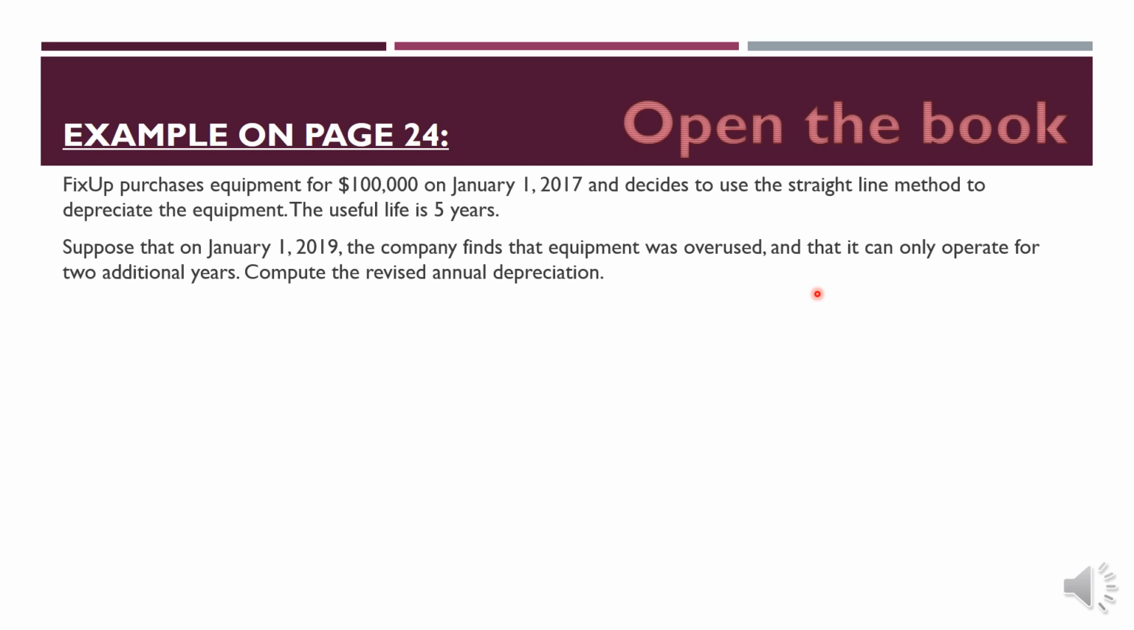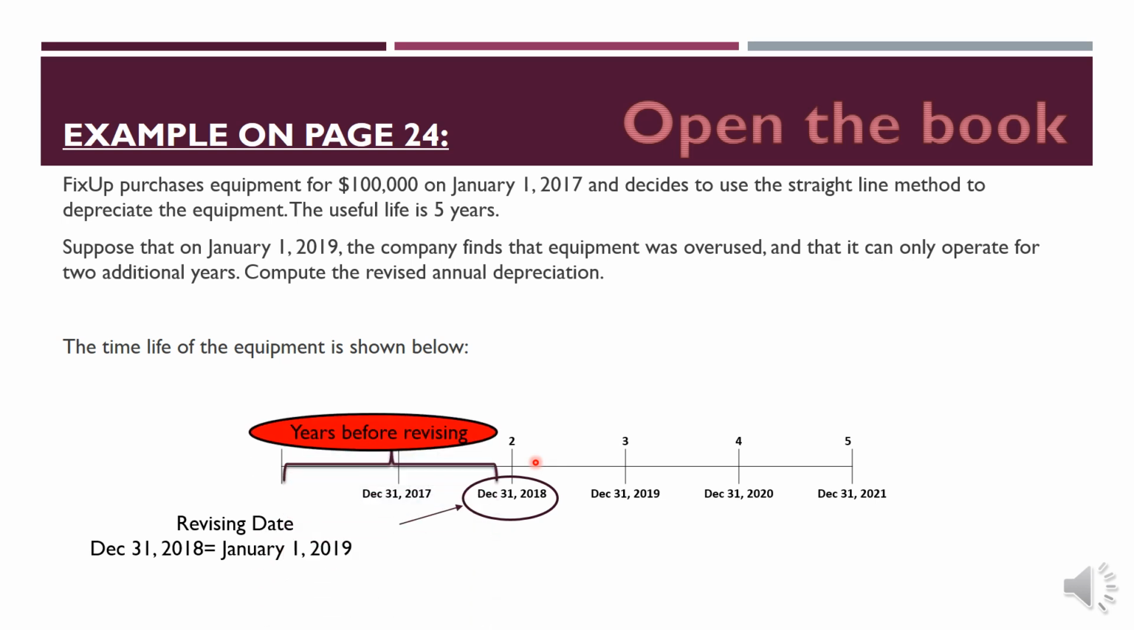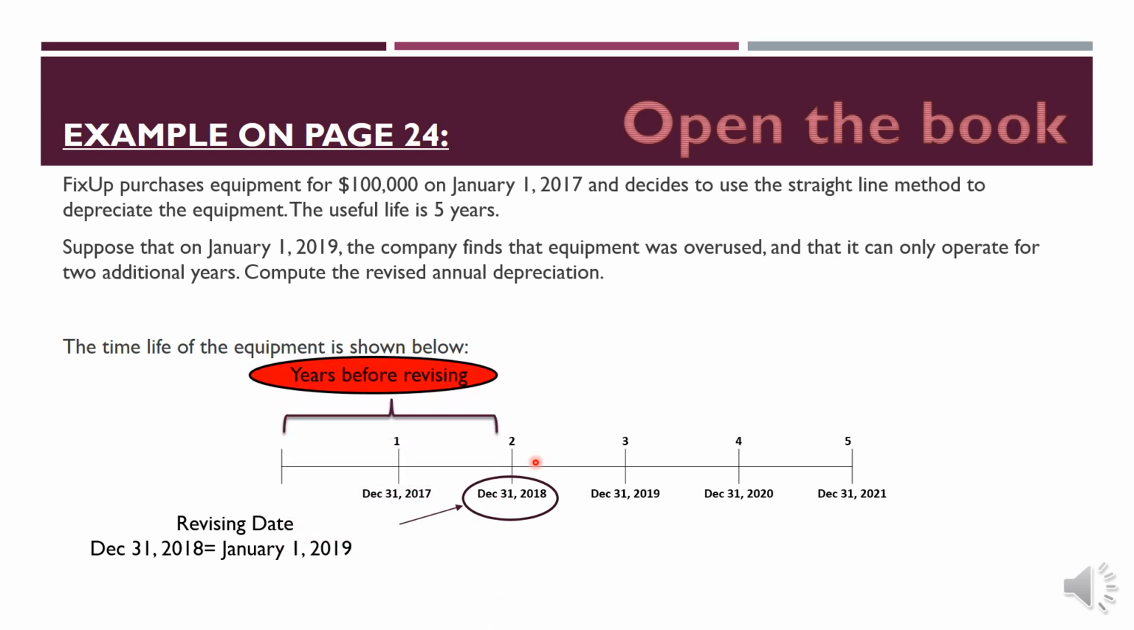Before computing the revised annual depreciation, let's look at the time line of the equipment. As we said, the equipment was purchased on January 1, 2017 and its useful life is 5 years, so we would use the plant asset until the end of 2021. However, on January 1, 2019, the company decided to revise the plant asset, which in this case is the equipment, and decided to use it for only 2 additional years.